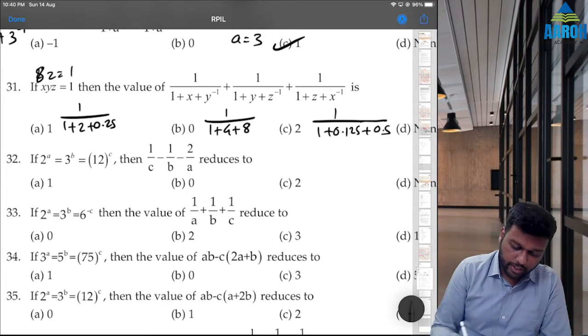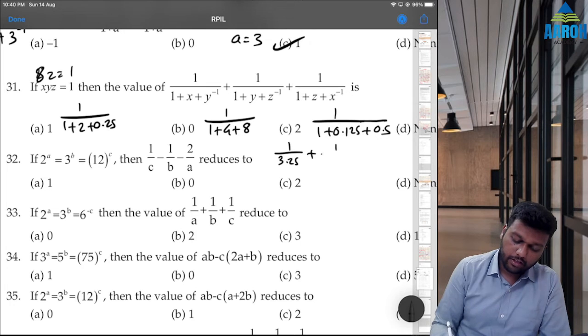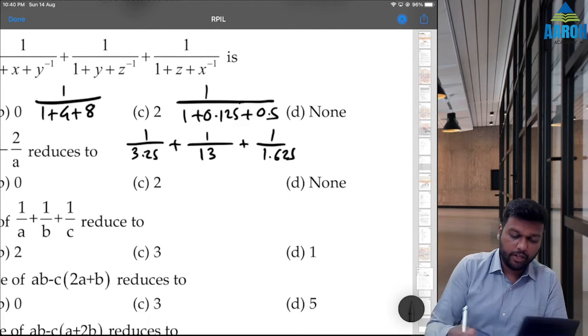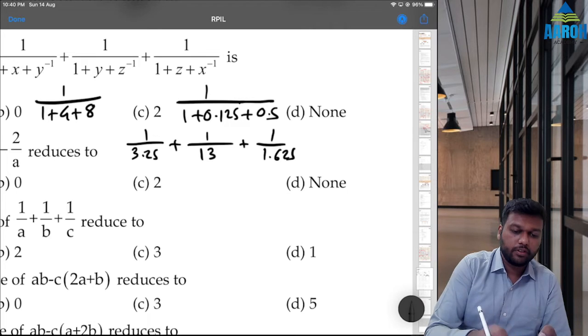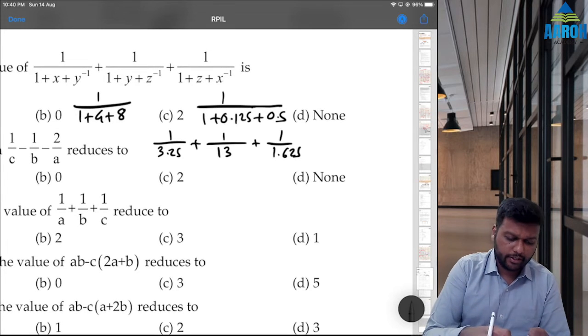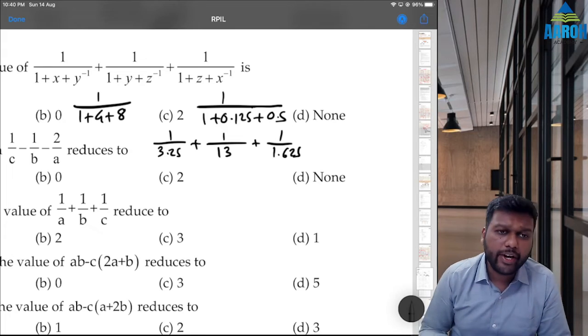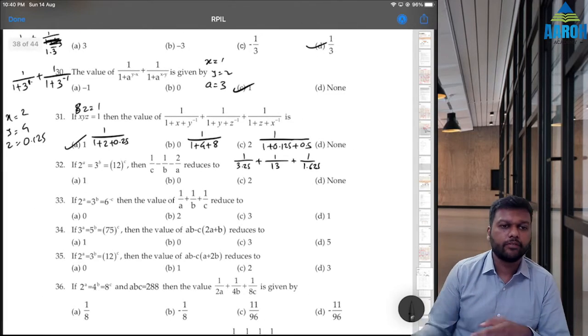So that is going to be 1 by 3.25 plus 1 by 13 plus 1 by 1.625. I hope I am correct. Yes. So do it on the calculator. 3.25 divided by equal to M plus, 13 divided by equal to M plus, 1.625 divided by equal to M plus. If you press MRC, you get 0.9999, which is 1, option A.